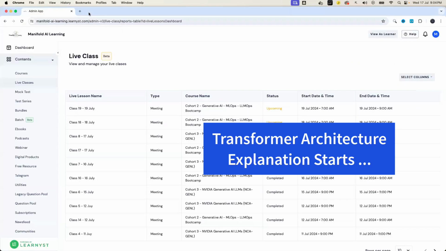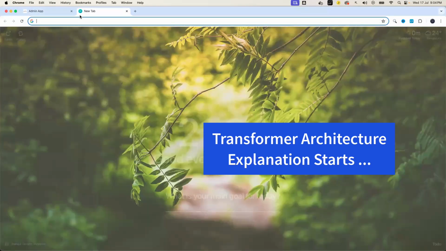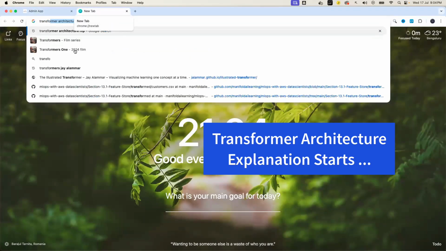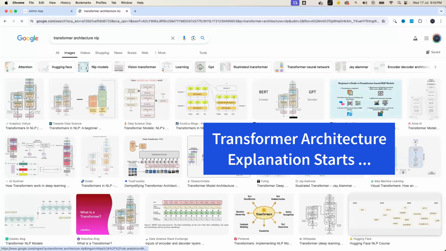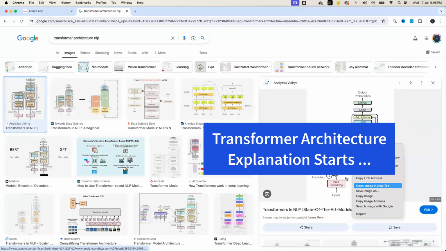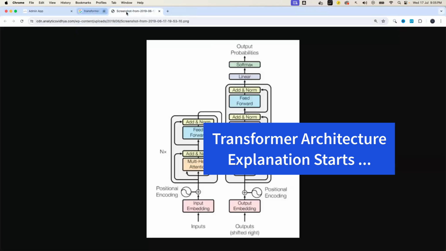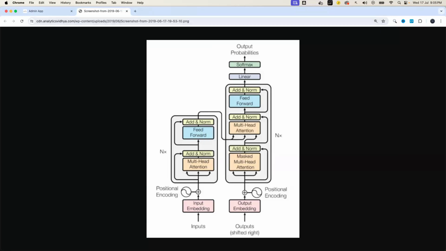So when you search for, let's say, the transformer architecture, I'll say transformer architecture NLP. So this is how a transformer architecture would look like. Okay, it has got lots of components over here, and we have something called inputs and something called output. So this is the overall architecture that we would say about transformers.